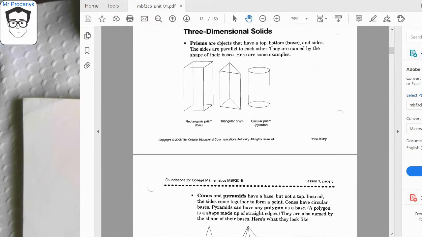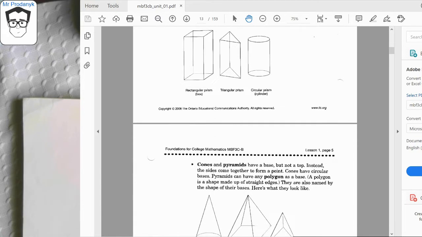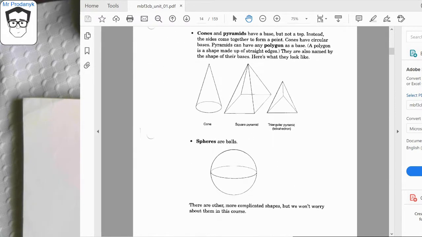When we take those simple 2-dimensional shapes and stretch them into 3 dimensions, we get these nice prism type structures, these 3-dimensional solids. Here we see a rectangular prism, a triangular prism, and a circular prism, or a cylinder as we often call it. You can see that the tops of those shapes are very familiar 2-dimensional shapes that have just been stretched into a 3rd dimension.